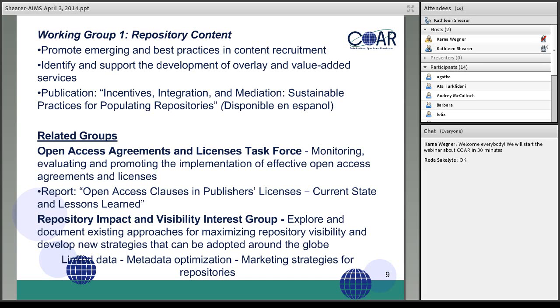And we also have a new group that was just launched about 6 months ago called Repository Impact and Visibility. What that group will be looking at is strategies for improving the visibility and impact of repositories. The three major issues will be linked data, what are the practices for implementing linked data in repository content, optimizing metadata so that it is exposed as much as possible to search engines, and also some practical marketing strategy for repositories within their communities.